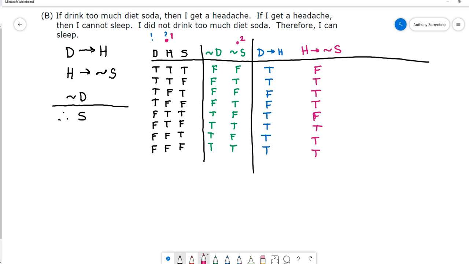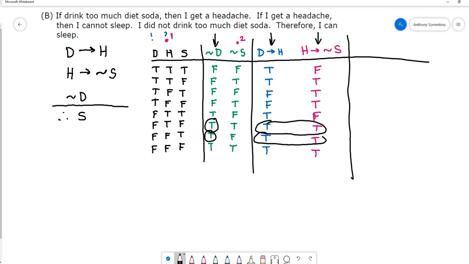And I also have now not D, which I've already listed. I'm not going to list it again. I just want to keep track of instances where, now I want to find where all three of these statements, this one here, and this one here, were all true. So I have this line right here, this line right here, and this line right here. All three of those statements are true in the last three lines.